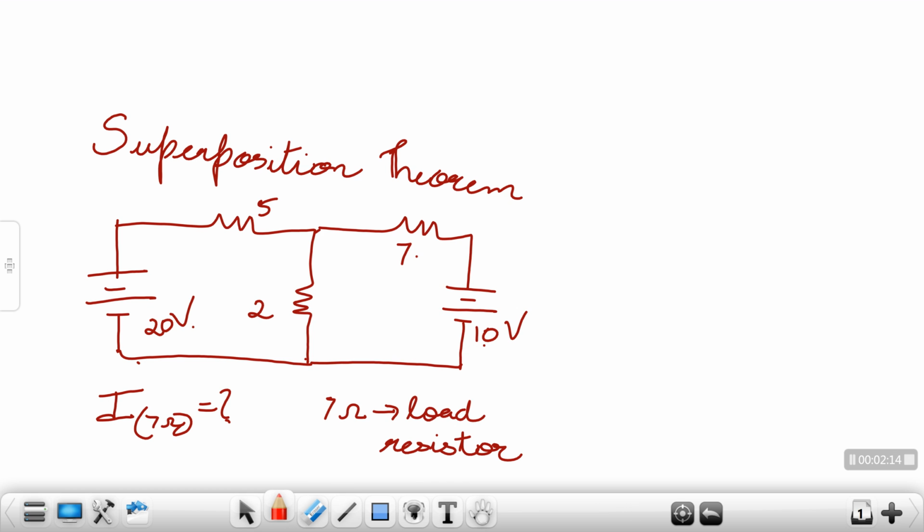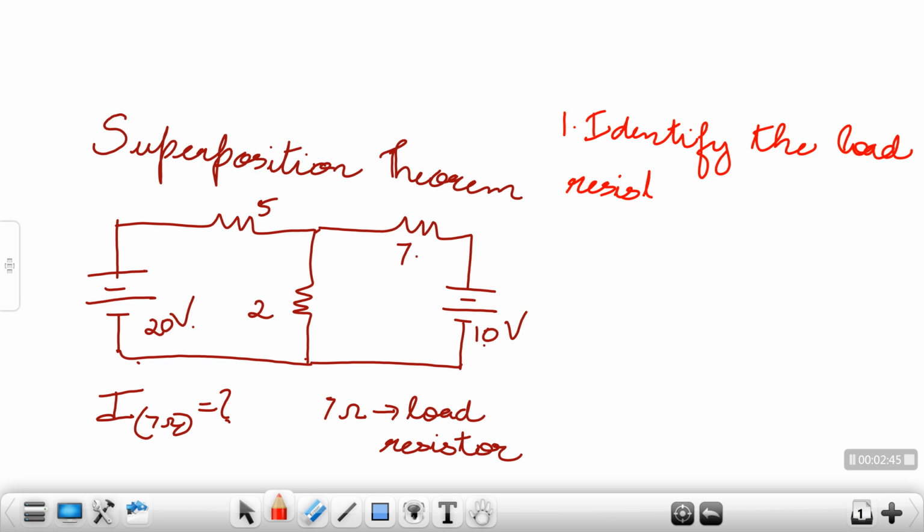Now how to go about doing that is, first of all, when given a circuit, the resistor across which you need to find current or voltage becomes your load resistor. So in this case, your 7 ohms resistor is your load resistor. Identify the load resistor is step 1. I will write it down over here. Identify the load resistor. Okay, that is step 1.